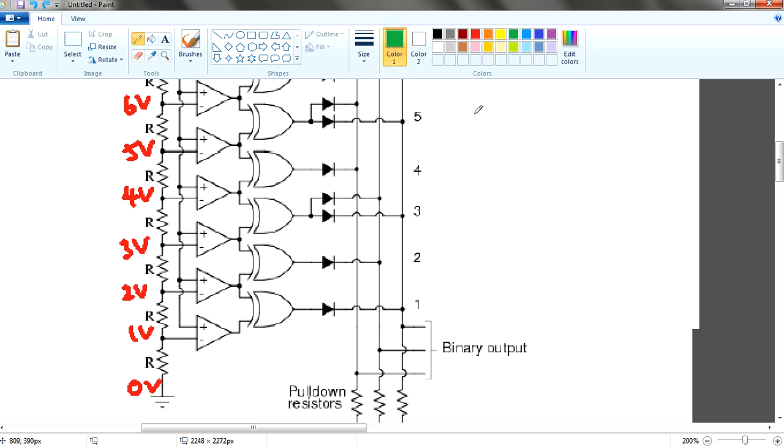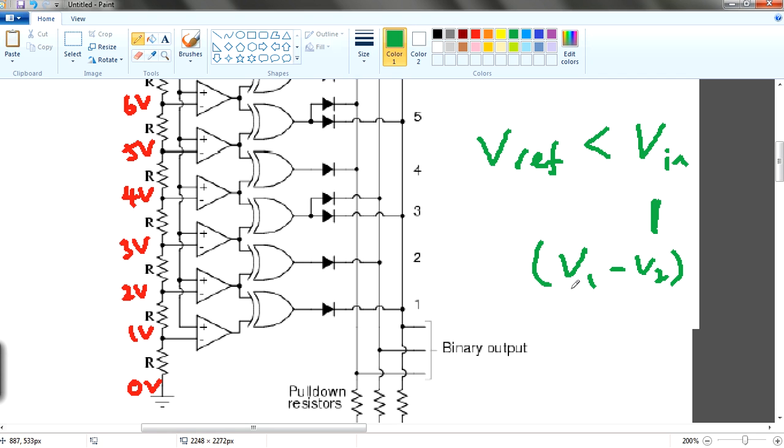So in other words, another thing you need to take note of is that V in has to be larger than the V reference to give out a 1 binary. Why? It's because if you know the comparator rule, this is actually V plus minus V minus. If 2 volts minus 2 volts, you actually have 0. So you're actually outputting a 0. So therefore, you have to be very careful. So in this case, up till here, this is 2 volts.